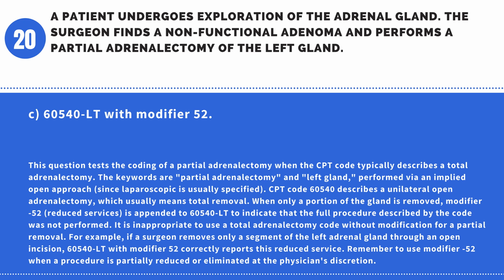It is inappropriate to use a total adrenalectomy code without modification for a partial removal. For example, if a surgeon removes only a segment of the left adrenal gland through an open incision, 60540 LT with modifier 52 correctly reports this reduced service. Remember to use modifier -52 when a procedure is partially reduced or eliminated at the physician's discretion.